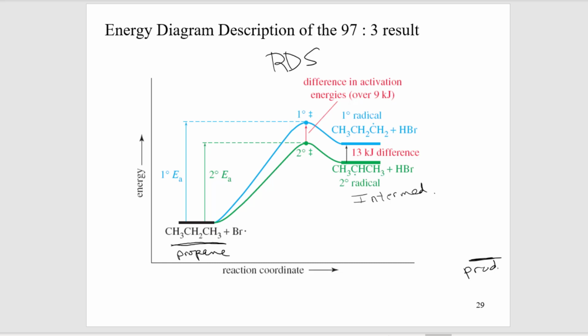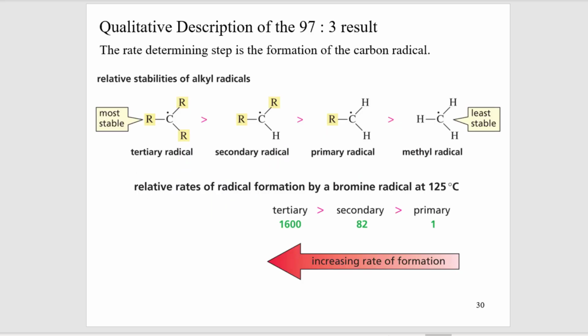Look at the energy difference. There's a 13 kilojoule energy difference between the primary radical and the secondary radical. Let's investigate that. Here's our qualitative description, and this is the type of thing that we were doing with REO, right? We're qualitatively analyzing stability. So here's the trend that I'm going to show you.